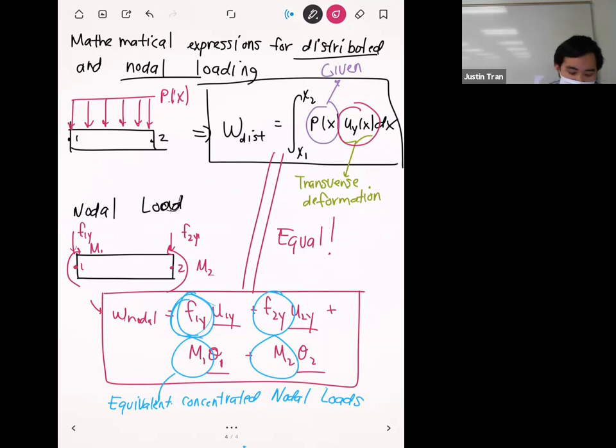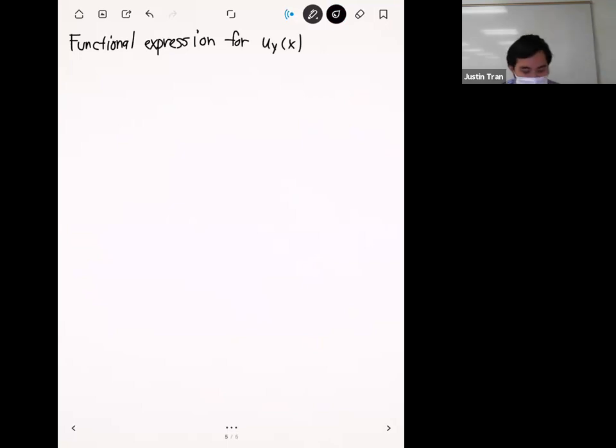And so in order for us to actually use this work equivalent principle, we need a good expression for uy of x. Okay. And so that's what we're going to do. We're going to look for a functional expression for uy of x.